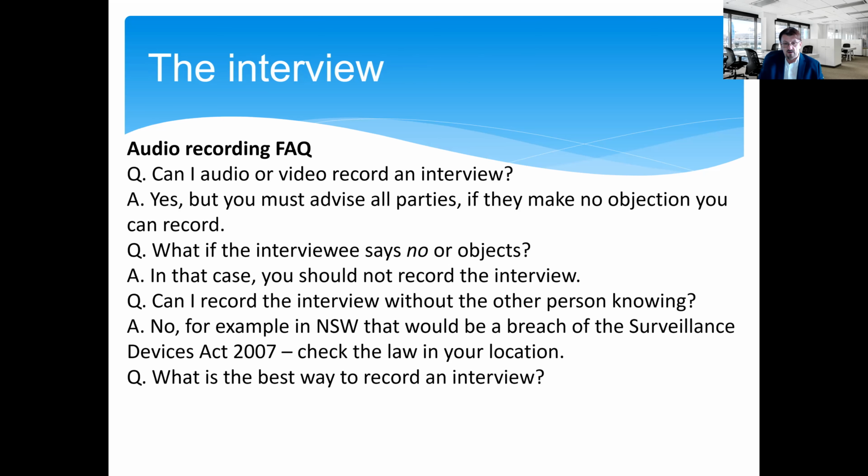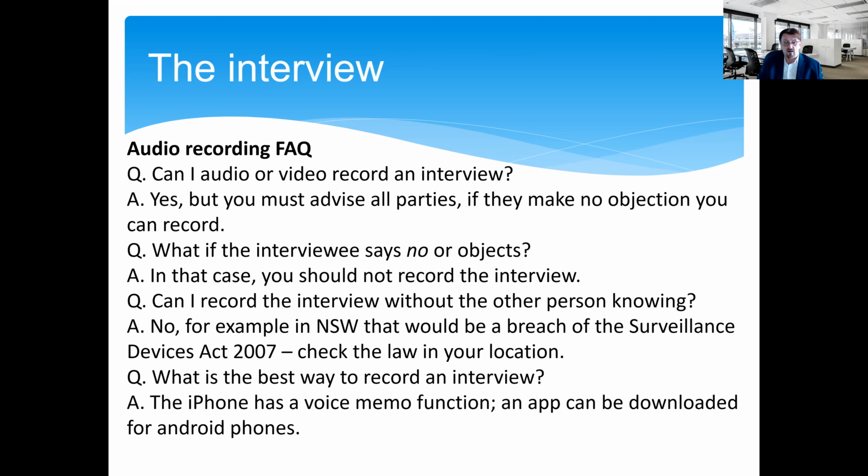What's the best way to record an interview? Oh, there's lots of different ways. Personally, I use the iPhone, the voice memo function. Apps can be downloaded for Android phones. I know some people still use the old digital recorders. I'm not a fan. I think the iPhone does a very good job. Mine's now an iPhone 7, because I'm not the sort of person who needs to update their phone every 5 minutes. I've had, I think, 2 or 3 6s, I had 5s, I've had 4s, and the iPhone recorder has never let me down, except for operator error on a couple of occasions.